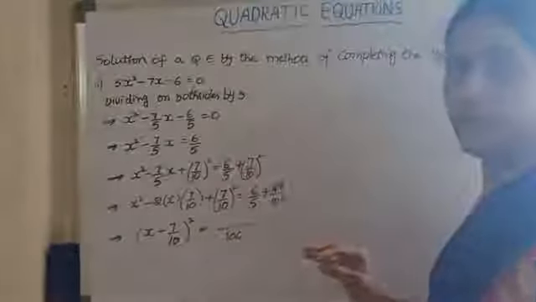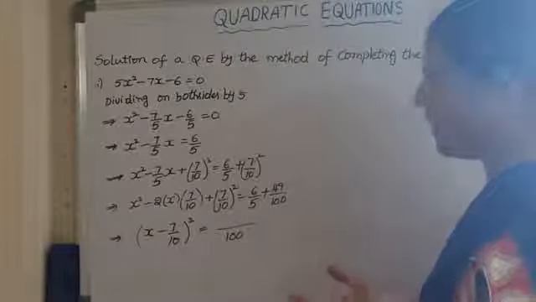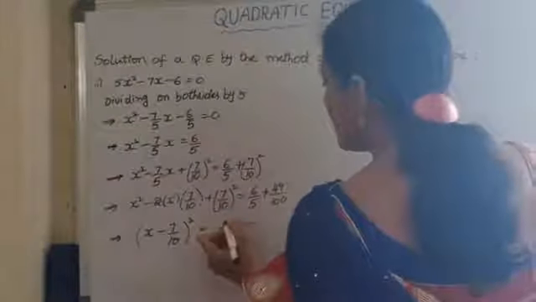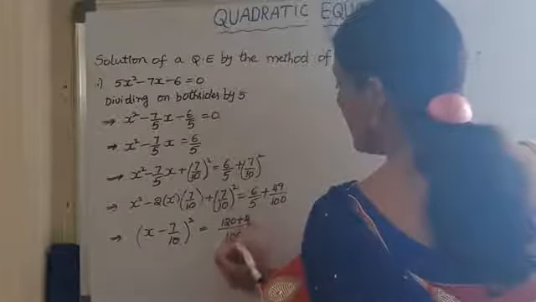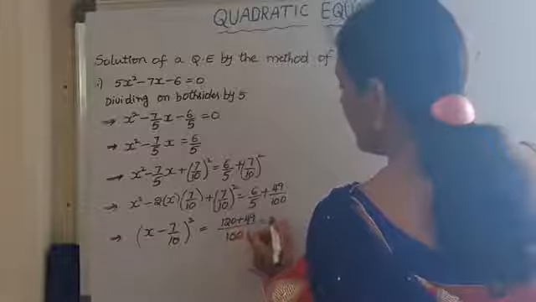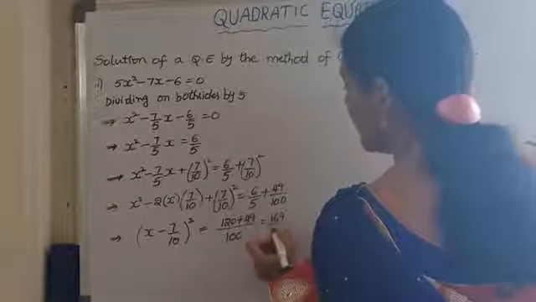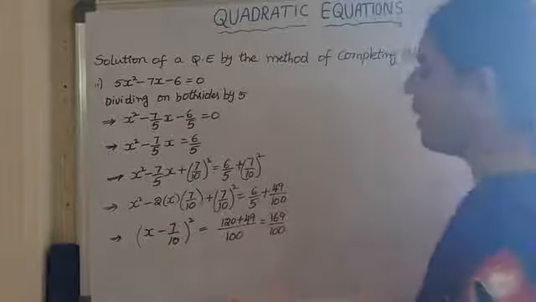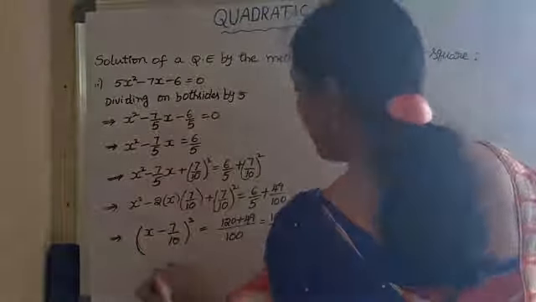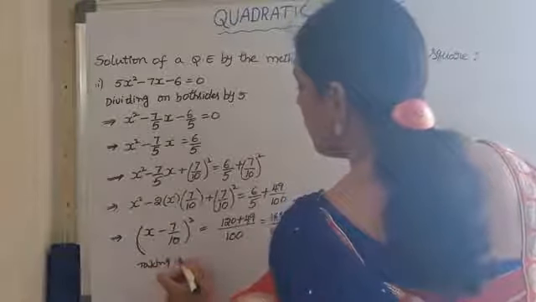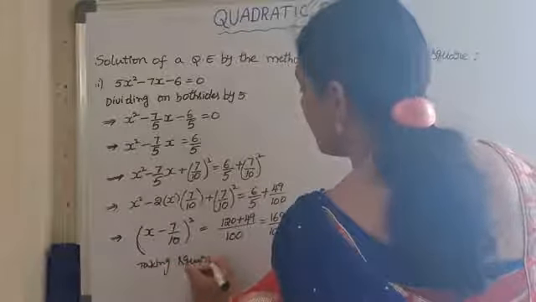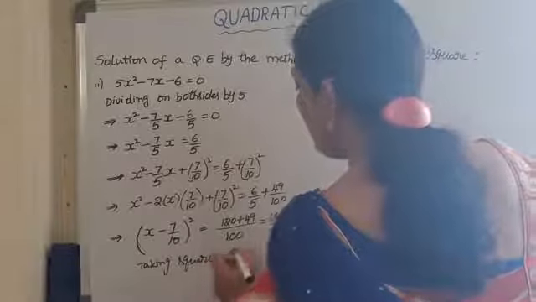5 in this 100, how many times will it go? 20. 5 20s. 20 into 6, 120, plus 100 in this 100 one time, 49. So this is equal to 169 by 100. Now x minus 7 by 10 whole square is equal to 169 by 100. Now taking square roots on both sides.